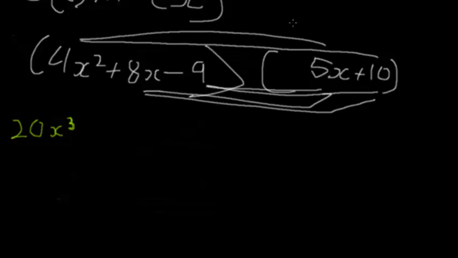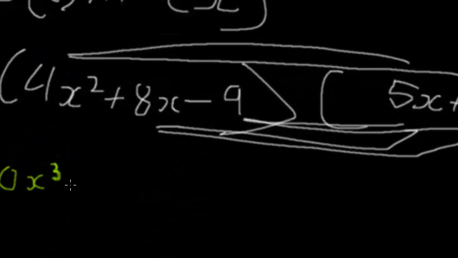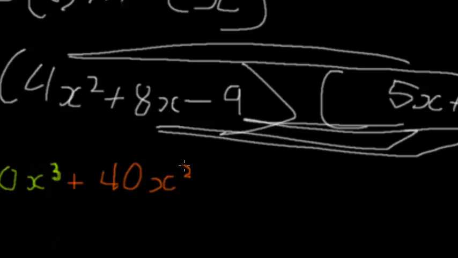Okay, and then the next part is 4x squared times 10. Let's make that a different color, red. It's plus, so it's 40x squared. Okay, the next part is 8x times 5x, so that's 40x squared. Sorry, that's a 40 there.